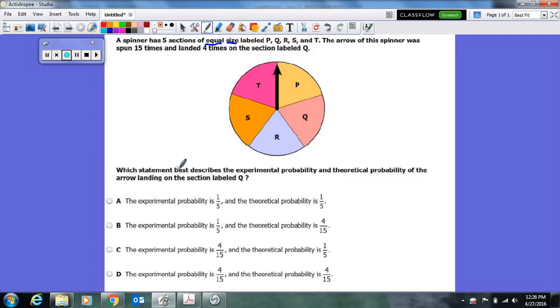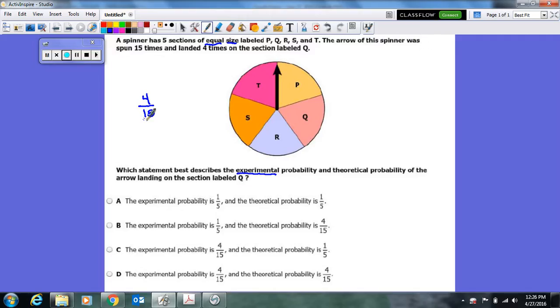So the question asks, which statement best describes the experimental probability and theoretical probability of the arrow landing on section labeled Q? Well, let's first of all talk about the experimental probability. The experiment that was done in this scenario was spinning the spinner 15 times, and it landed on section Q 4 times. So out of 15 attempts, it landed on section Q 4 times. So our experimental probability results are 4 out of 15.